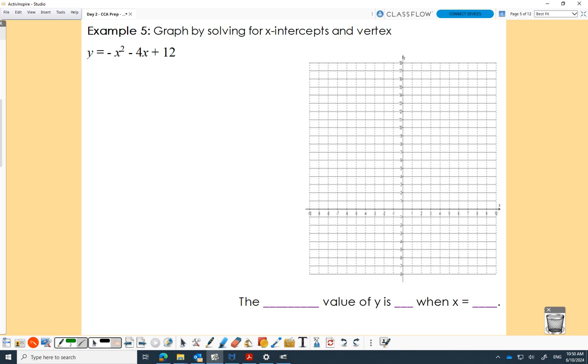It says graph by solving for x-intercepts. So for x-intercepts, set, well, let me pause for a second and get someone to help me here. We've got to think about this. What do we know? There's one little piece of information we know about the x-intercepts. There's something we know is going to happen.